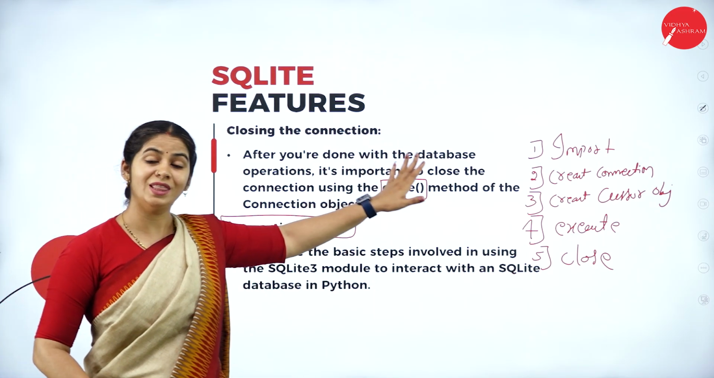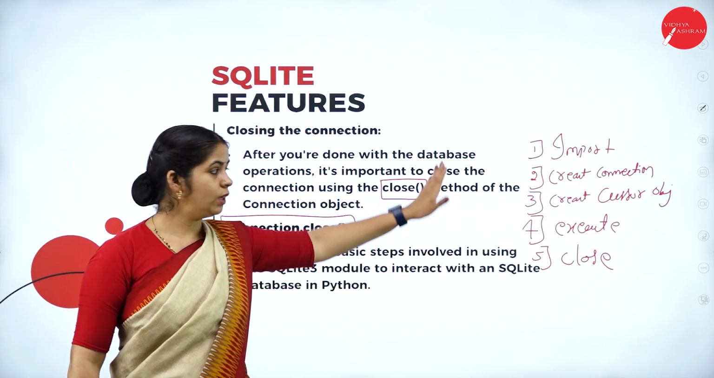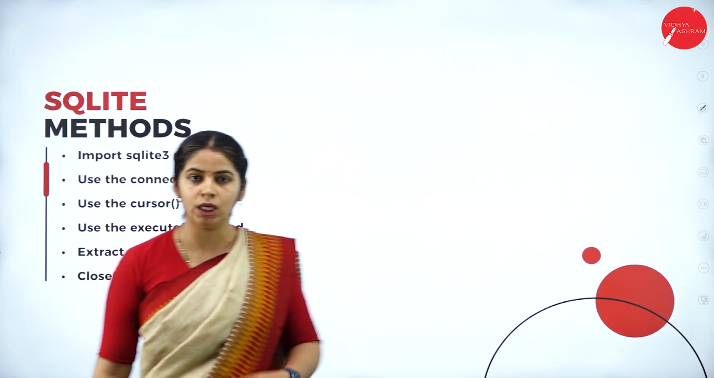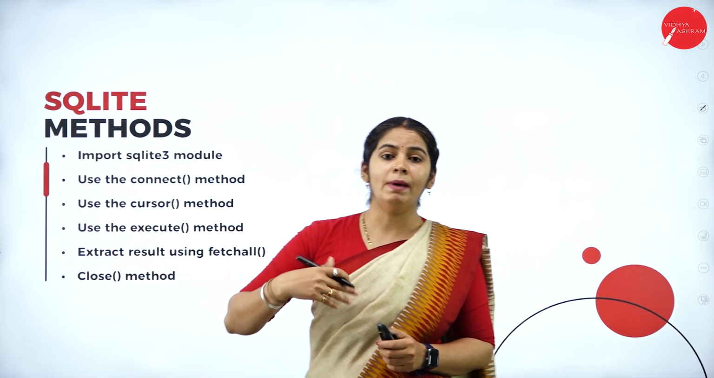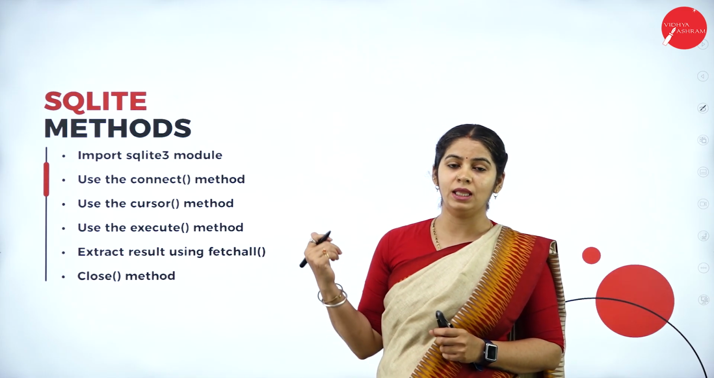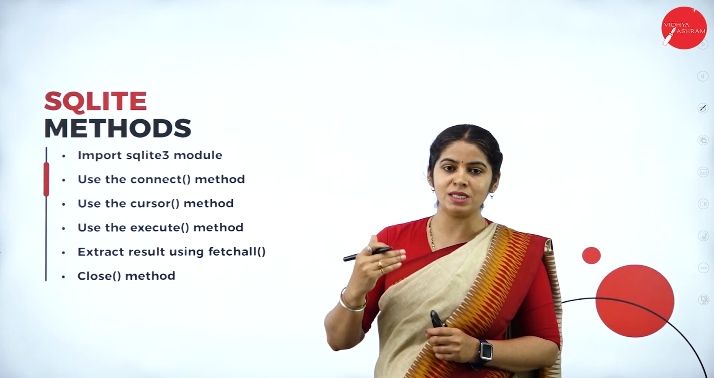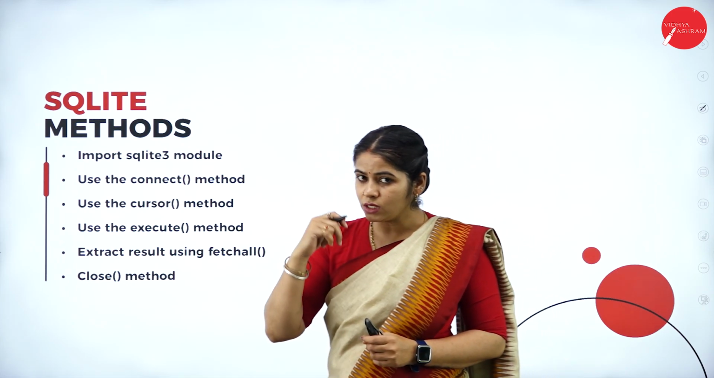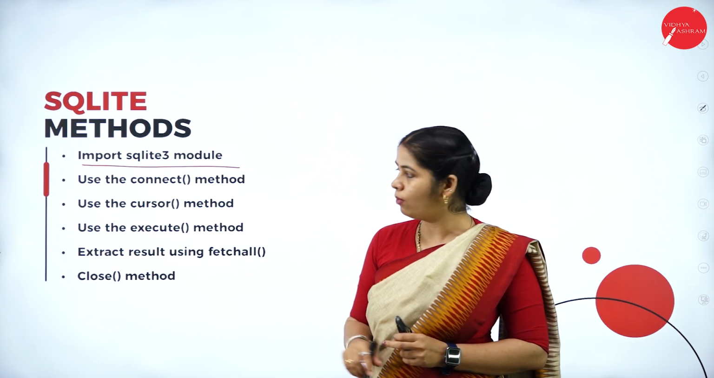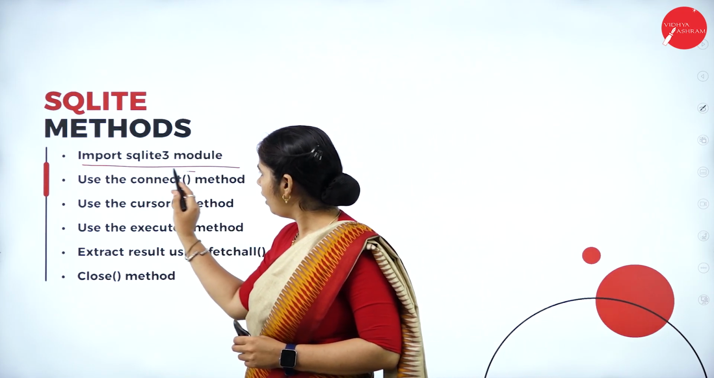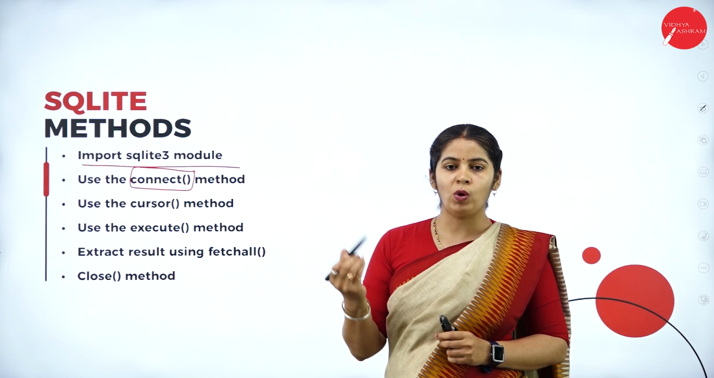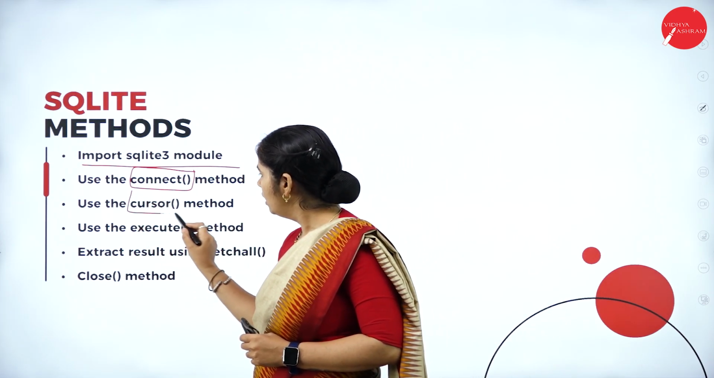Hope all of you are clear with the syntax, how to do all these 5 steps of providing the connection. Then what are the methods we are using in SQLite? As we have already seen, what are the methods we are calling when we go step by step in connecting? The first thing is import, right? Import the sqlite3 module. After that, the connect method to provide the connection. Then we have cursor.